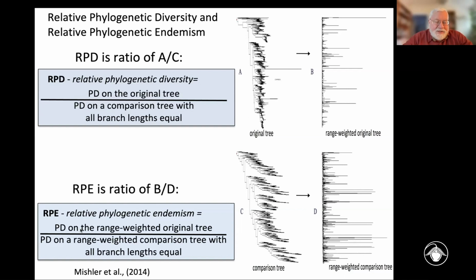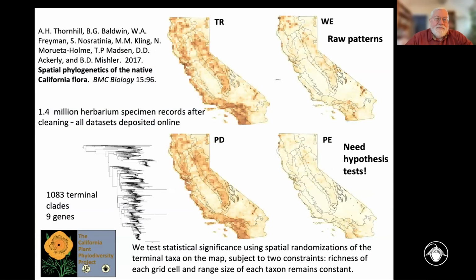And particularly when we get to RPE, you might start to see the significance of it, because when we have a significantly high RPE, it means we have a lot of long and range-restricted branches. So that's getting us into maybe a center where these long branches are, which, as it turns out, is going to be what we call paleo-endemism.